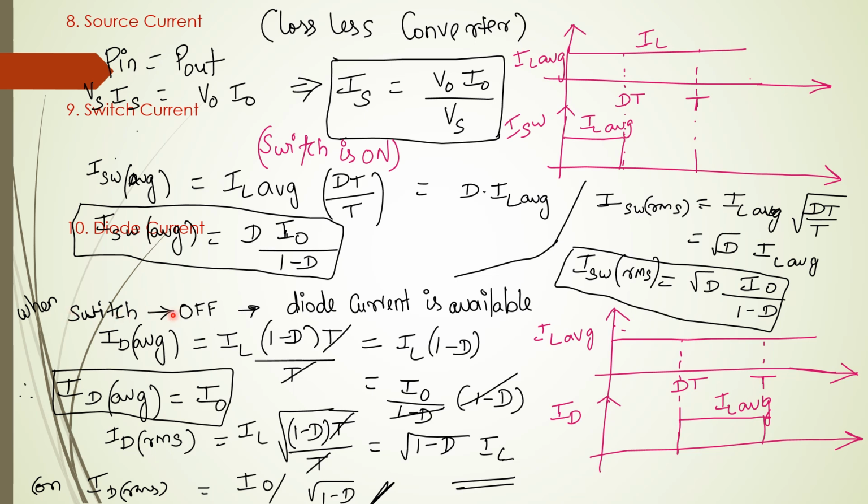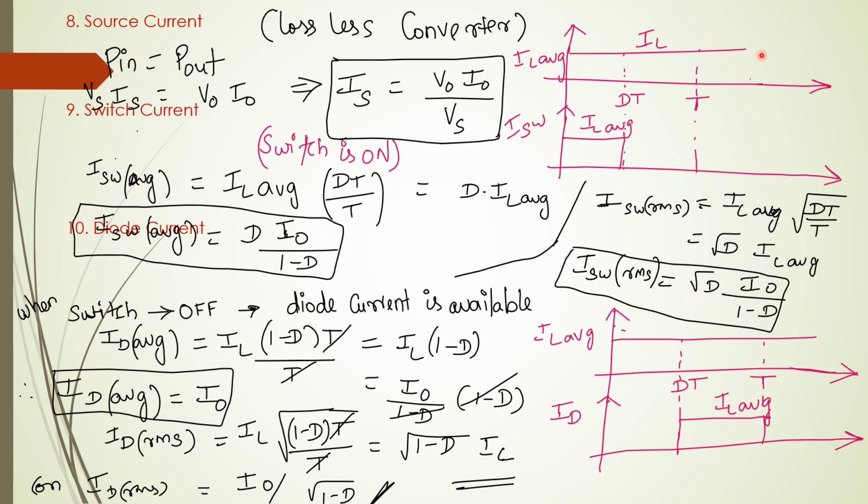When the switch is off, we find the diode current, because when the switch is on, the diode current will not be available. So ID average equal to IL into (1 minus D) T by T. It gets cancelled, and ID average equal to I0. This is how we find ID RMS also, and ISW RMS is found this way. This is the final derivation for the ISW RMS.